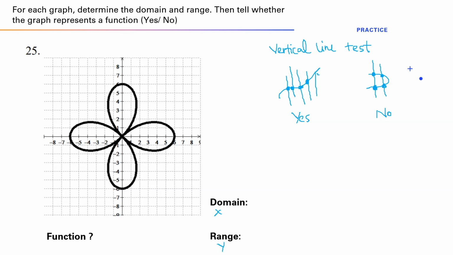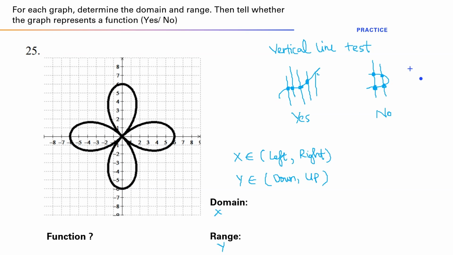Okay, so for the domain and the range, it looks like that. We say the most left point, comma, the most right, for x, right? That is the domain. For y, it will be down, comma, up. So what does that mean?